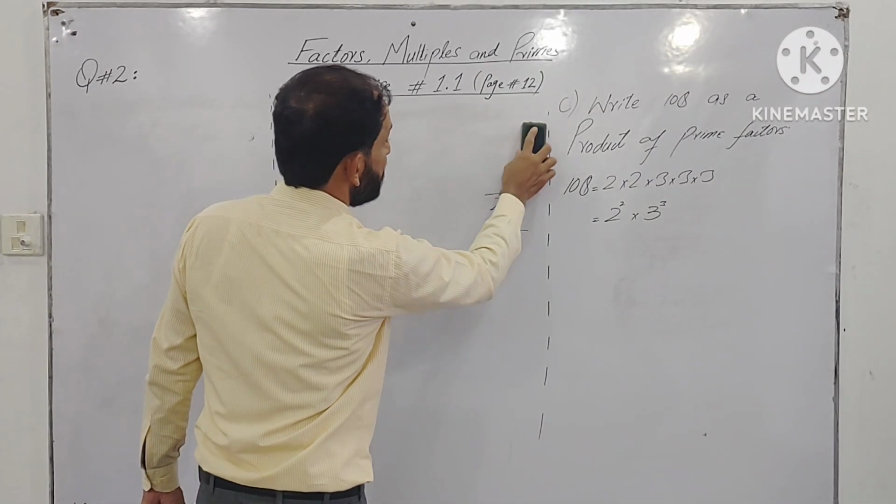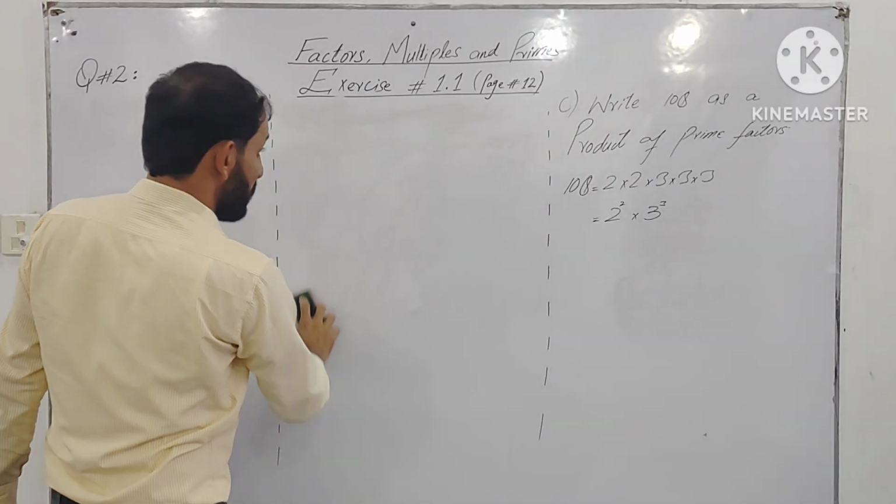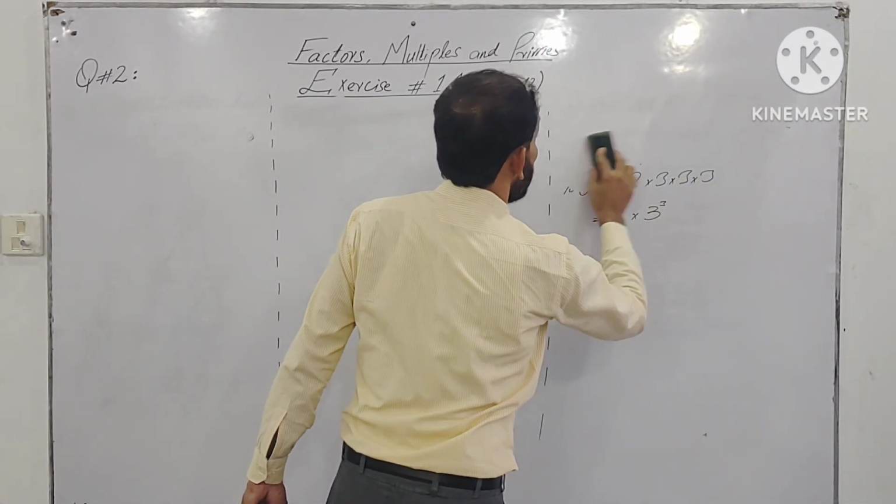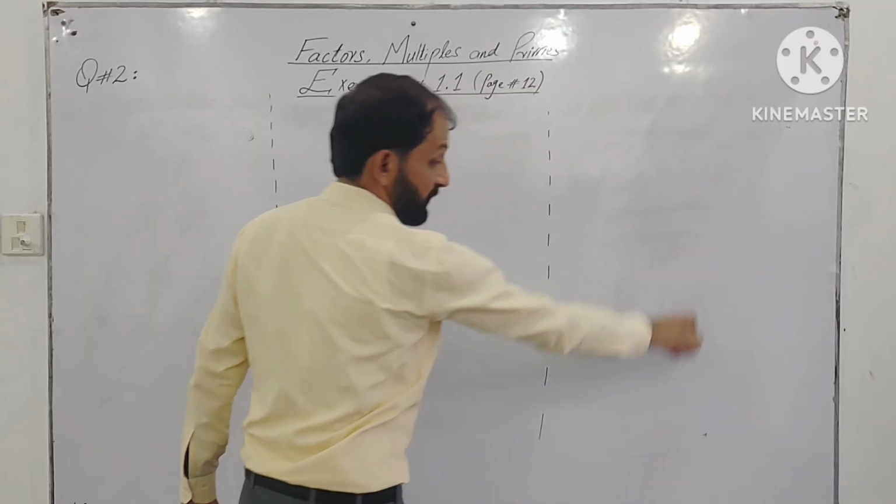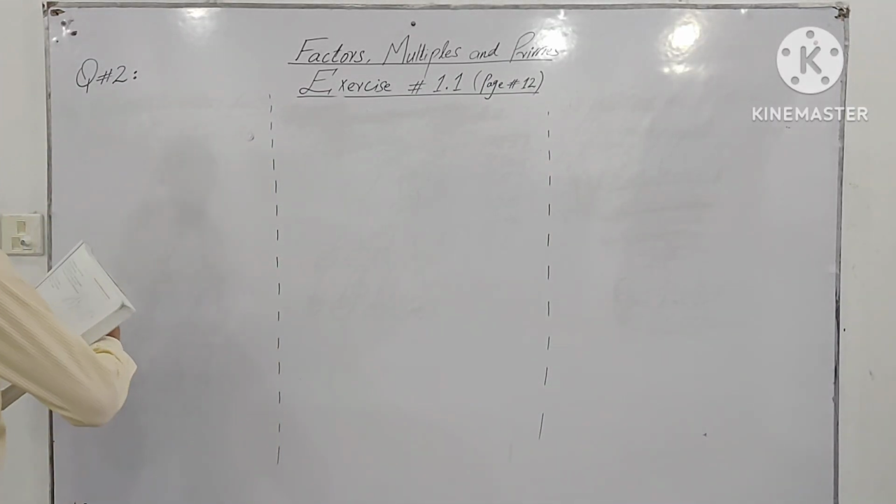If the question is given in exam, use the factor tree method. It means you have to use the factor tree method to find out the prime factors. Question number 3.